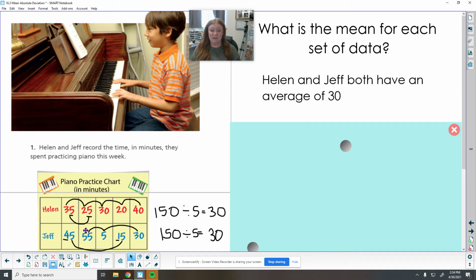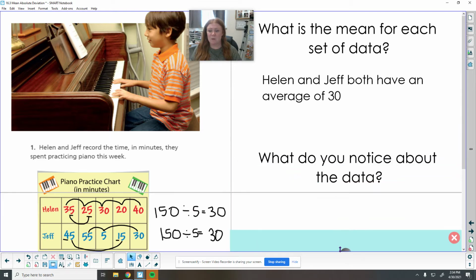So he started off really strong and then kind of did less throughout the week. And she kind of had to do a little bit more because she didn't do as much at the beginning. So I noticed, right, they're the same, but that doesn't mean they did it in the same way. Their data is not the same.